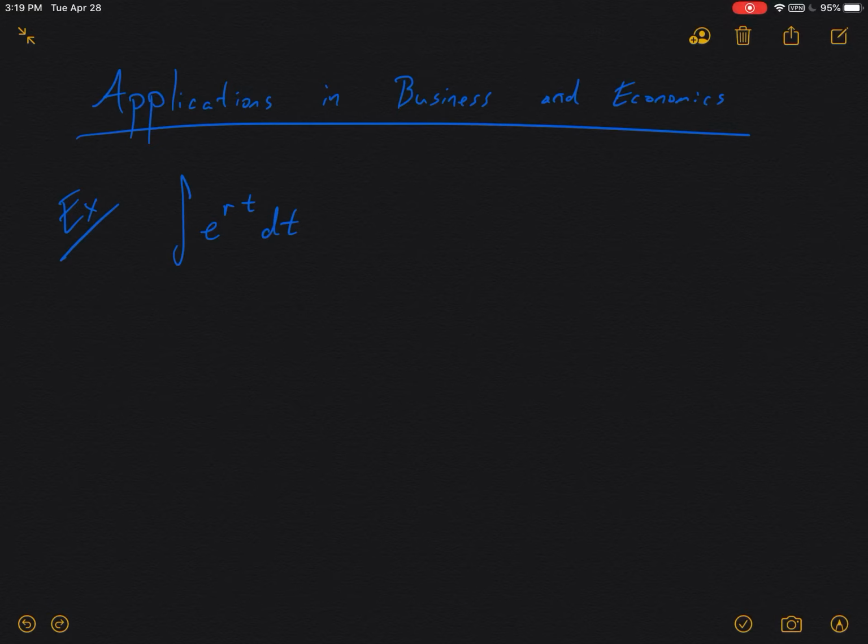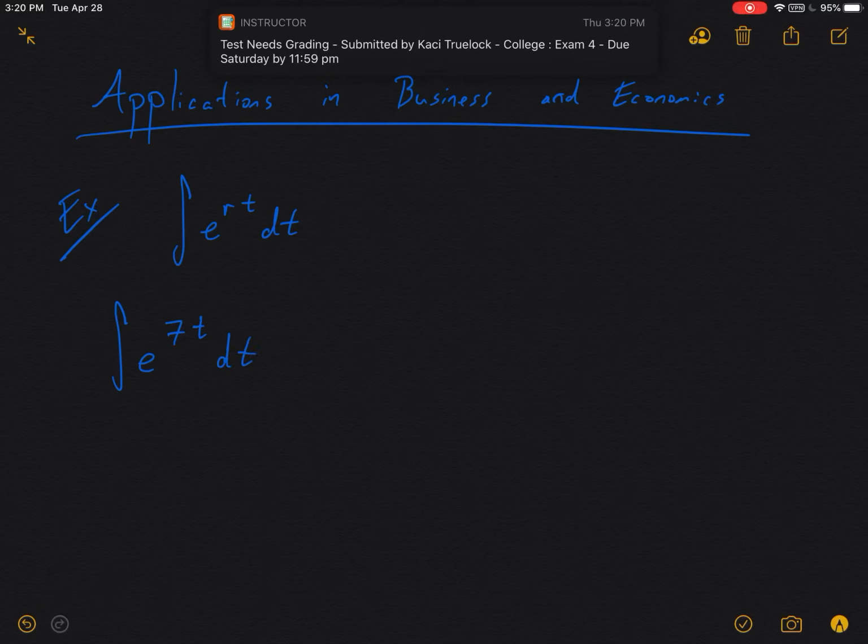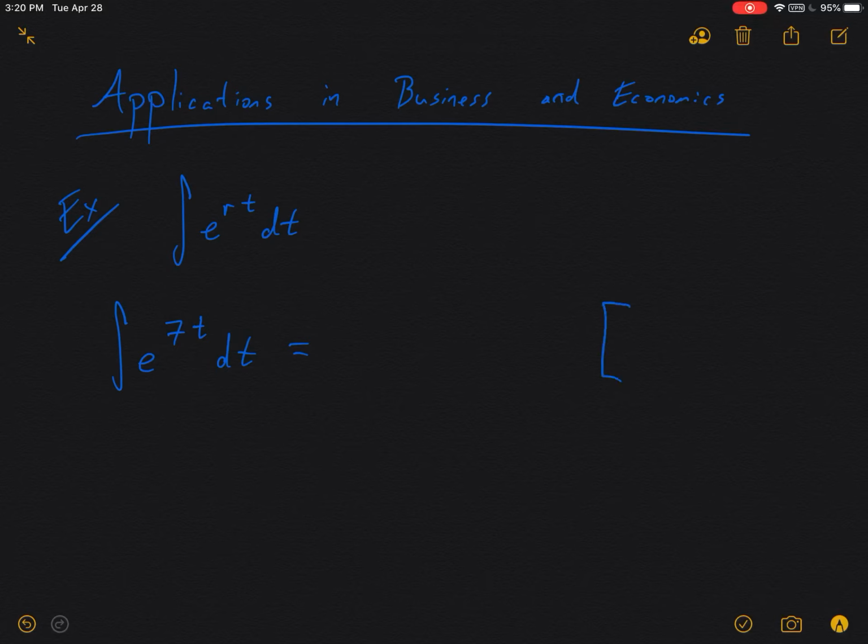I will talk about those in a bit, but before we actually get started on the notes, I want to show you how to integrate something that looks like this in a shorthand way. Let's look at a concrete example where r is equal to 7. Say you're trying to integrate e to the 7t dt. What we would do is a u substitution here. I would take u to be 7t, and then du would be 7 dt.